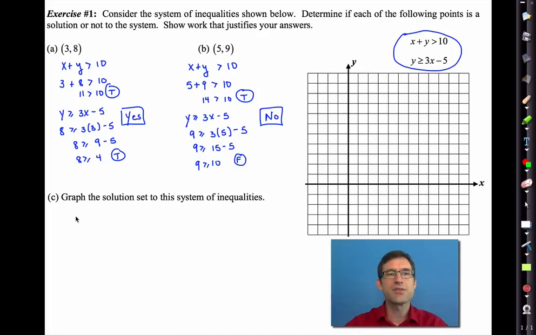And actually, I'm going to start with this one, y is greater than or equal to 3x minus 5, because it's the easier one. Remember, we're actually going to first graph the equation y equals 3x minus 5. That should be pretty easy. We have a y-intercept of negative 5, and we have a slope of 3 over 1. So 1, 2, 3, 4, 5, all the way down here. We're going to go up 3 and to the right 1, up 3 to the right 1, etc.